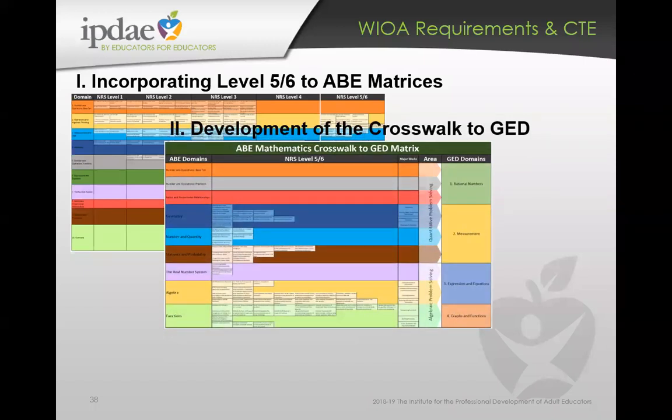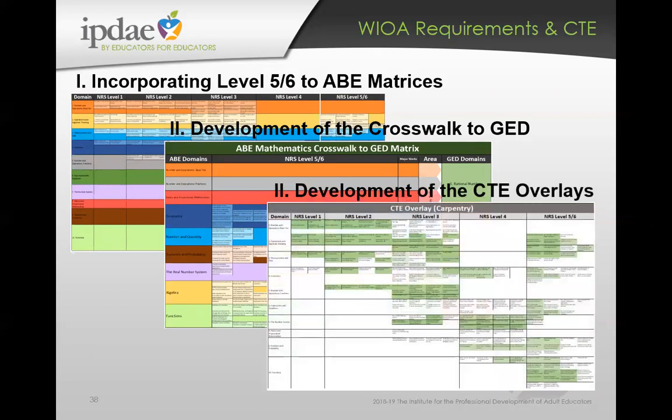We also developed the crosswalk. The crosswalk to the GED has as its main purpose to increase measurable skills gains, so that the students who are in adult basic education are moving towards GED. And then one of the bigger projects that we're eyeing is to develop additional overlays to the matrix.